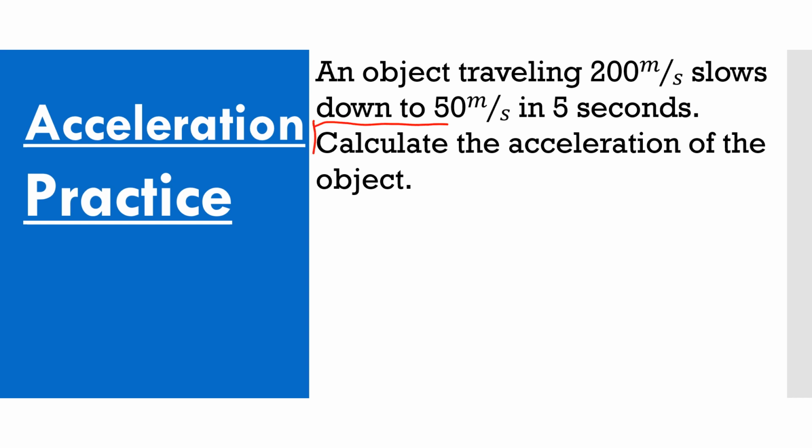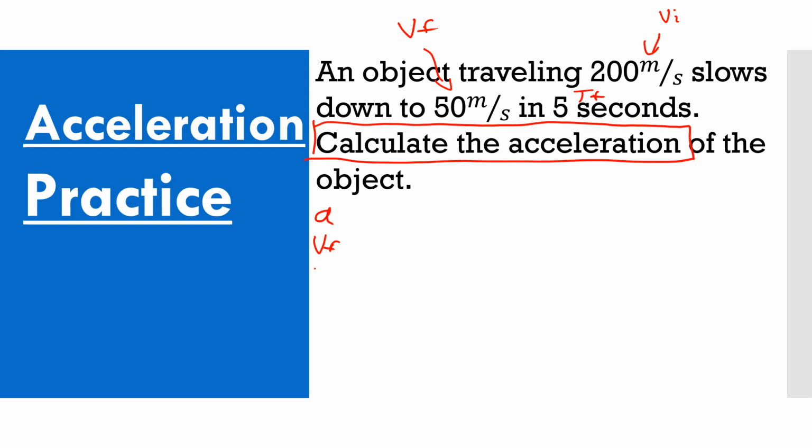So we are calculating acceleration, okay? And so we have 200 meters per second, that is our velocity initial, that's where we start. It slows down to 50 meters per second, so that's our velocity final. And in 5 seconds, that's our time final. Once again, we don't have a specific time stated for time initial, so we're going to assume that it is 0. So we'll put acceleration, velocity final, velocity initial, time final, time initial out to the side here. I really encourage you guys to be doing this out to the side. It makes things so much easier.